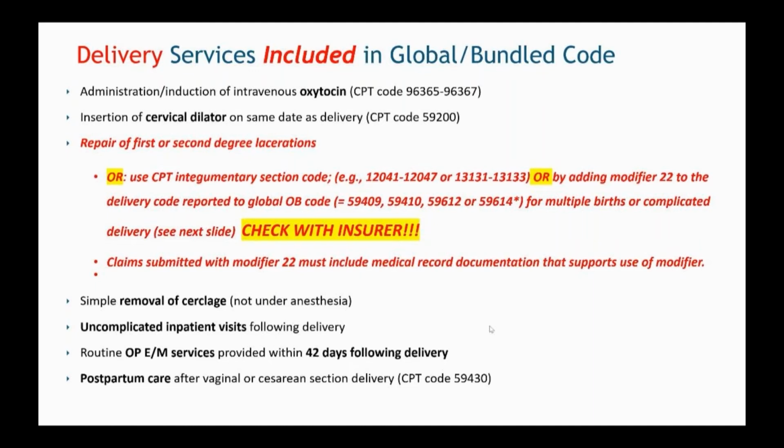If you look at the second from the bottom bullet point, what else is included in the global bundled code? Routine outpatient E&M services provided within 42 days following delivery. So again, you're not using separate E&M codes. And then the last bullet point, postpartum care after vaginal or cesarean section delivery. Even though there are CPT codes for that, postpartum care after delivery is included in this global bundled code.